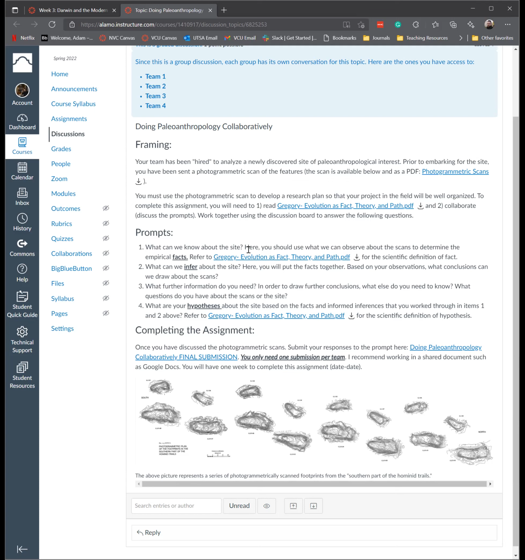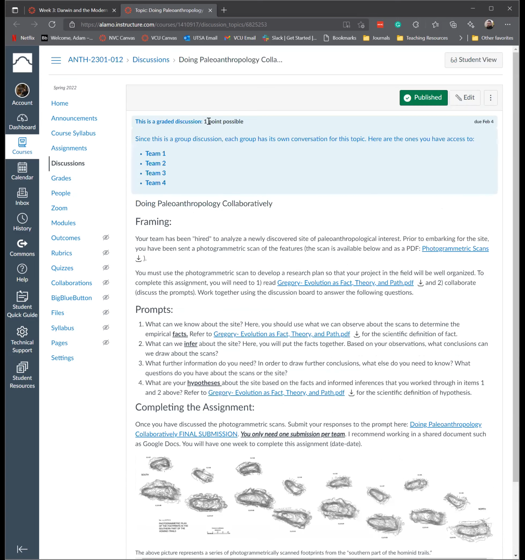So what you're going to do is have conversations in this. I think I have 1 point assigned to it, and you are just going to have a conversation. You're just going to get credit for talking about this, and you're going to work with your team to put together a good plan. What are the facts? What can we infer? What further information do you need? And finally, what are your hypotheses?